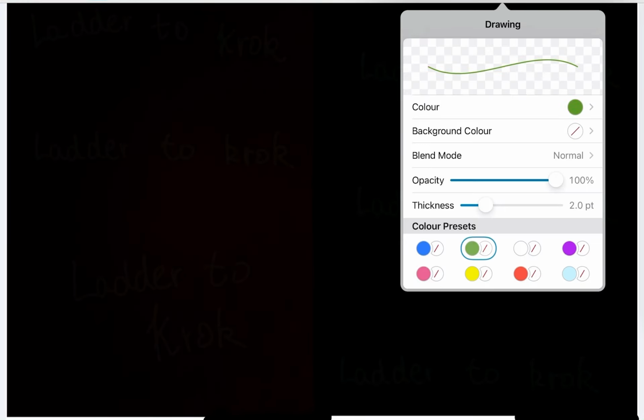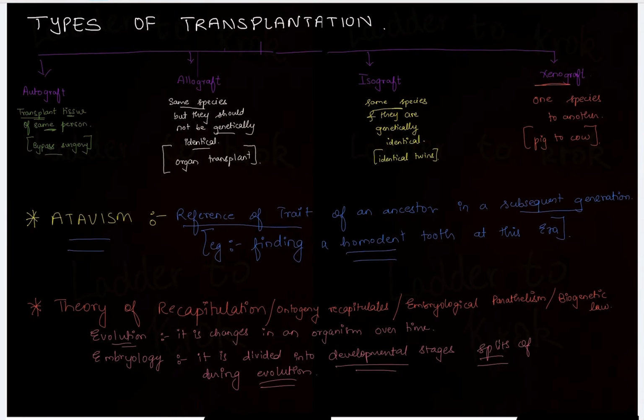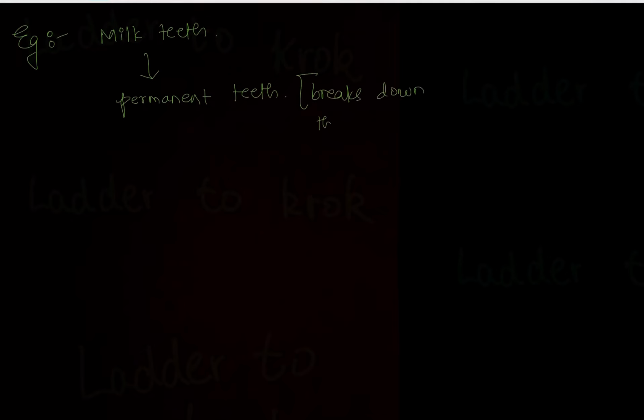Now let's know what this theory means which I have written here, the theory of recapitulation. It means that, for example, if we have milk teeth, then these milk teeth are replaced by permanent teeth, right? And we know that permanent teeth, once broken, cannot come back, okay? So these permanent teeth, if they break down, then they don't come back. We know this. But what happens? Sometimes permanent teeth come again.